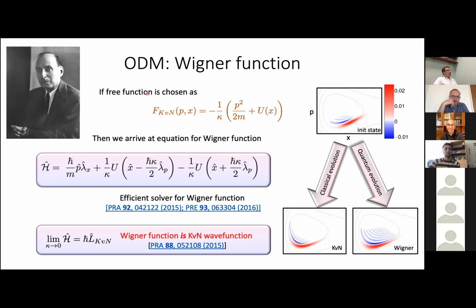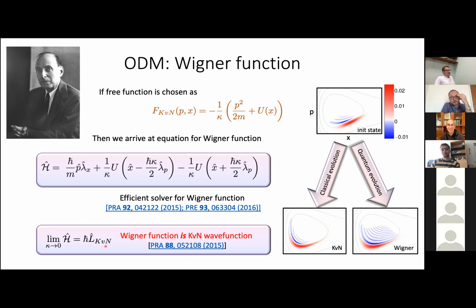So again, let's explore the choice of the free function. If you choose this free function to be of this form, basically minus Hamiltonian, then this unified generator of motion turns into the equation of motion for the Wigner function written in Hilbert space. This formulation of the Wigner function leads to a very efficient way of solving the Wigner equation of motion. Moreover, the classical limit of this generator of motion coincides exactly with the Koopman-von Neumann mechanics.